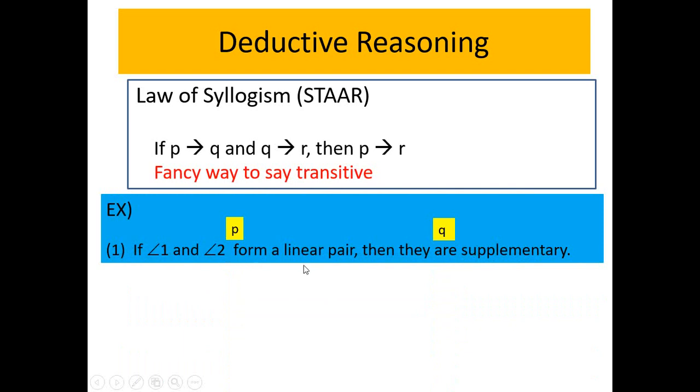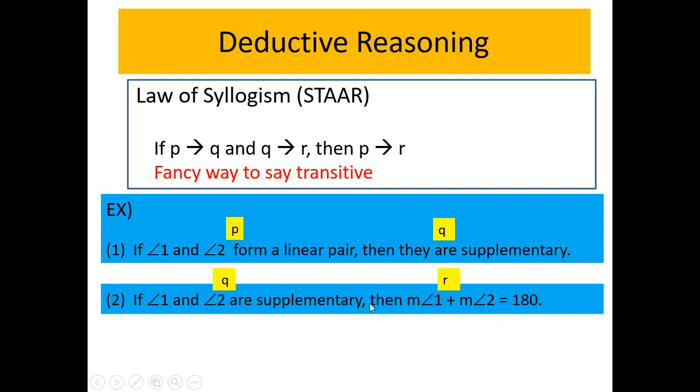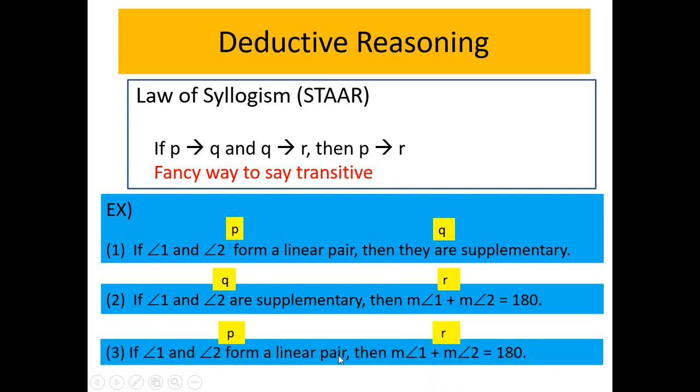All right. So here's another one. If 1 and 2 form a linear pair, then they're supplementary. So we talk about the supplementary part right here. If 1 and 2 are supplementary, then the measure of 1 plus 2 equals 180. You can make the equation. Therefore, can't you put this one and this one together, P and R? Okay? So if 1 and 2 form a linear pair, then 1 and 2 equal 180. The Q's cancel out, they're gone, and you put the P and the R together to make this one. That's syllogism. Okay?